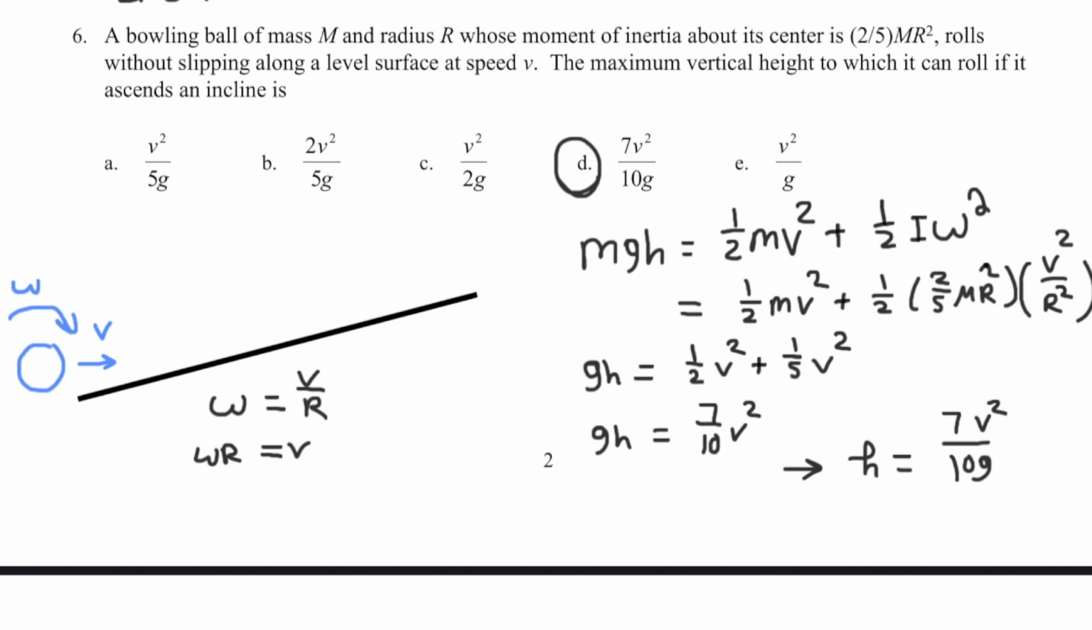So notice that this definitely depends on the shape constant. So if this was a hoop or a disc or anything, not a sphere, it would go a different height.